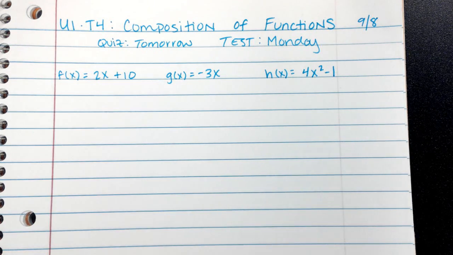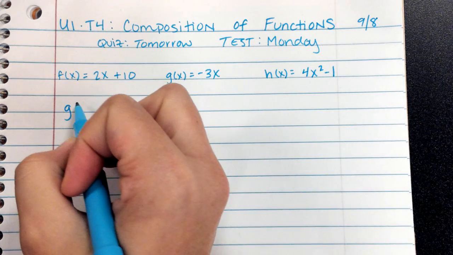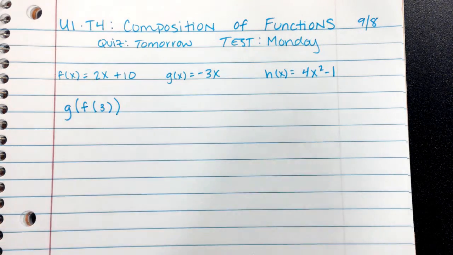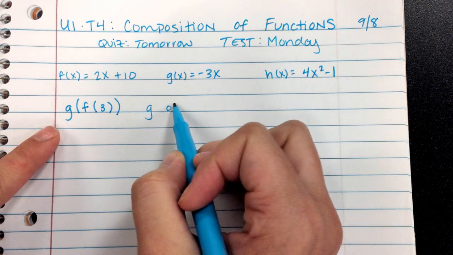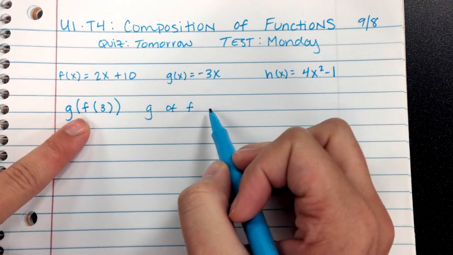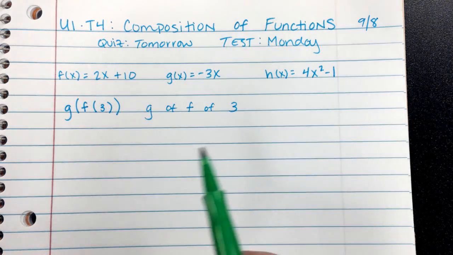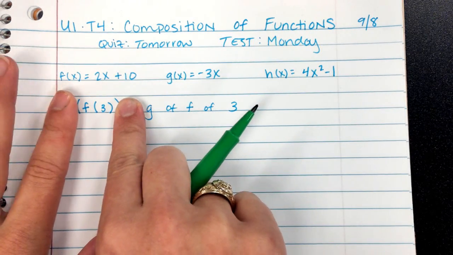Let's start with what I think will be easiest. If I write g of f of 3. Okay, I'll show you how to read it. G of f of 3. Now here's the easy part. We're going to solve it backwards. So I'm going to start inside. And if I just gave you this part right here, would you know what to do?